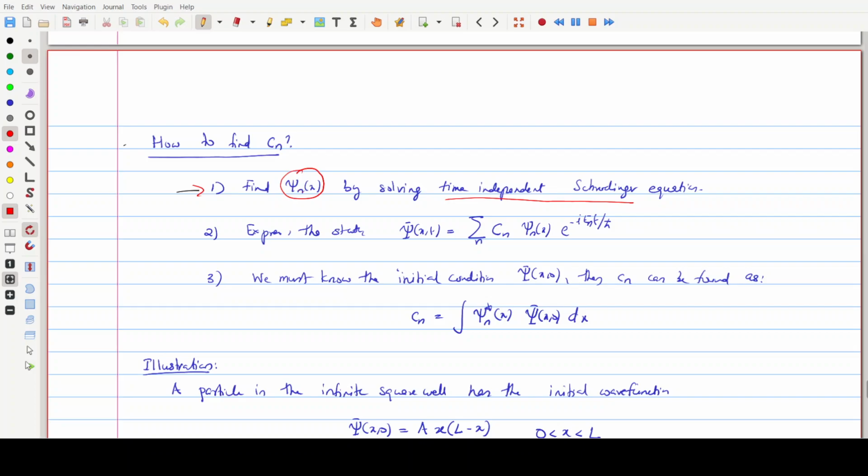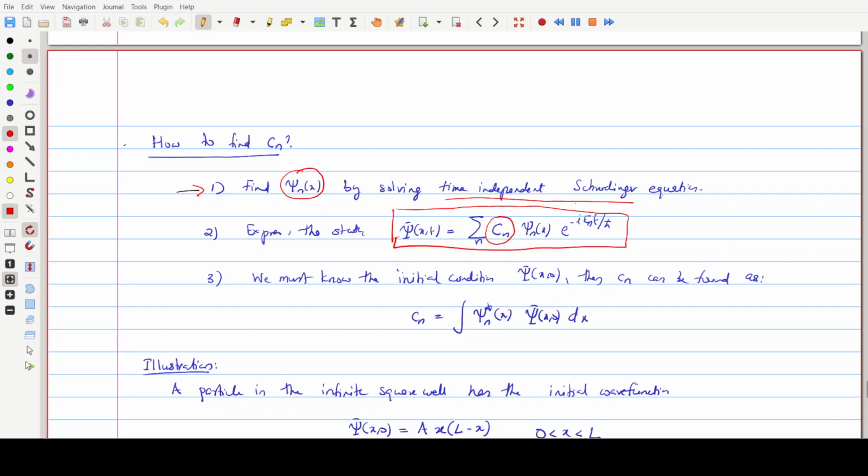And once you find psi n, then it is possible to expand a general state psi of x,t in terms of this psi n in this form. And there comes Cn, and the meaning of Cn we have already found. It is the probability to find the system in the eigenstate psi n, or in the energy eigenvalue En.